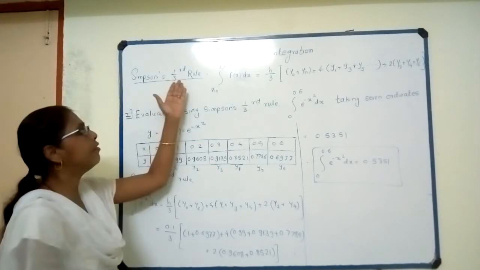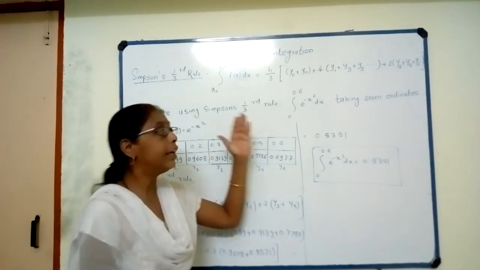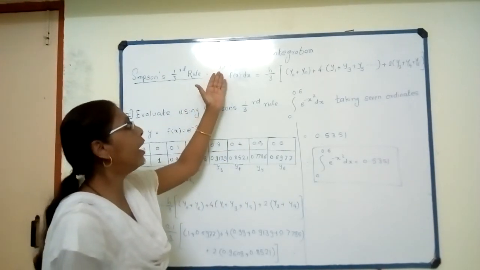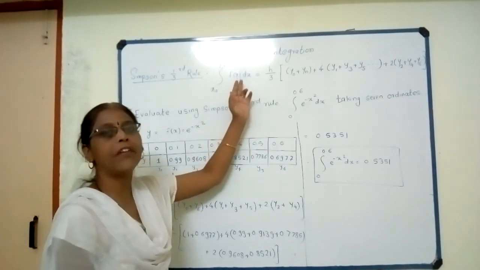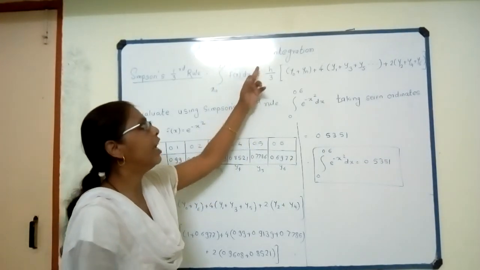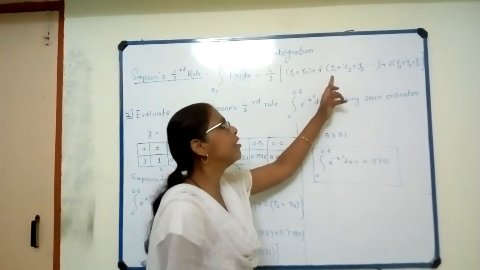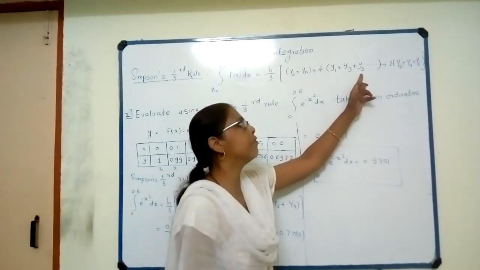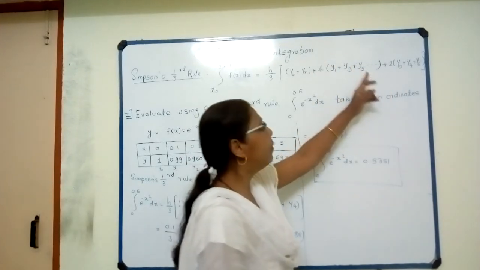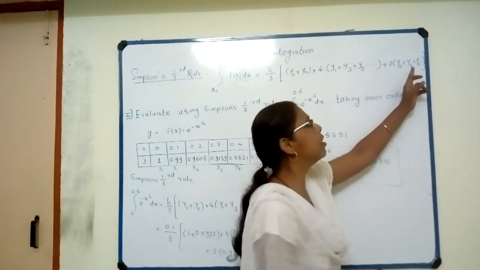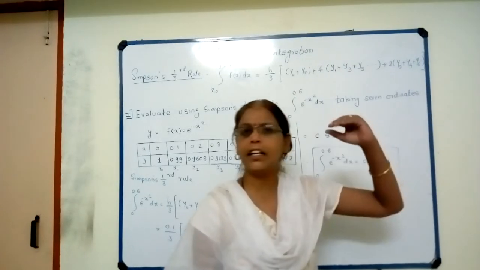So Simpson's 1/3 rule is: integration from x0 to x0 plus nh of f of x dx is equal to h by 3 times y0 plus yn plus 4 times y1 plus y3 plus y5 and so on, plus 2 times y2 plus y4 plus y6 and so on.